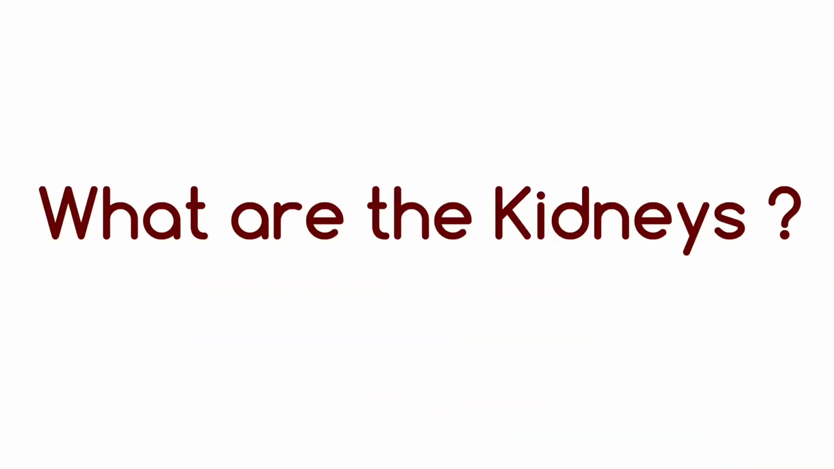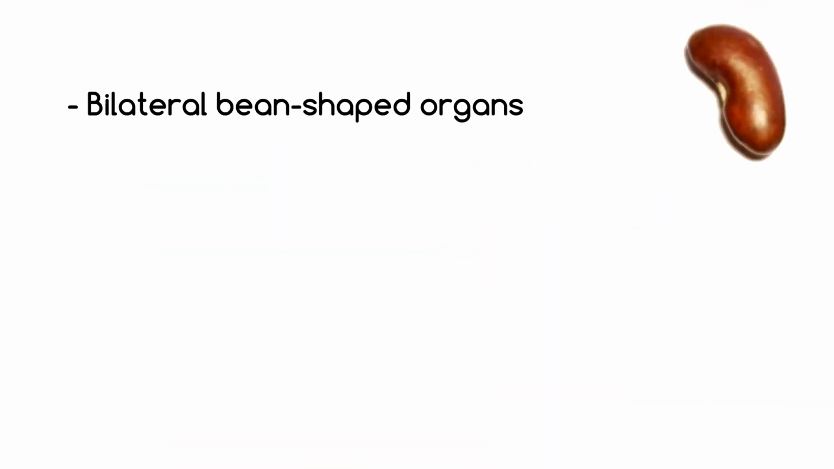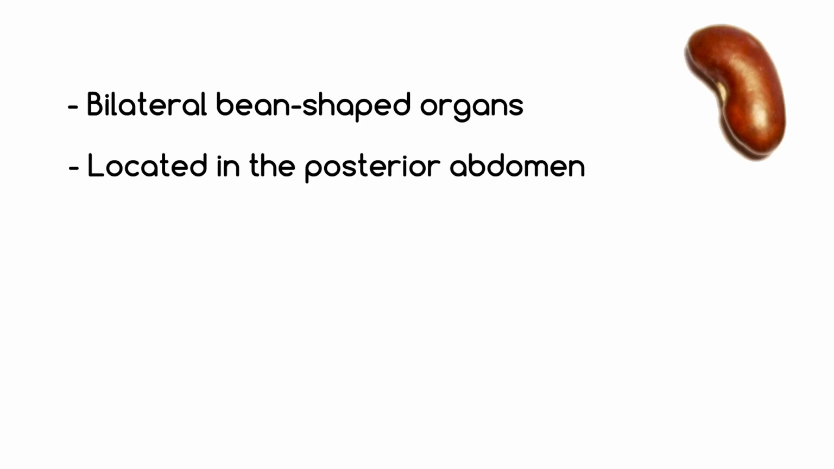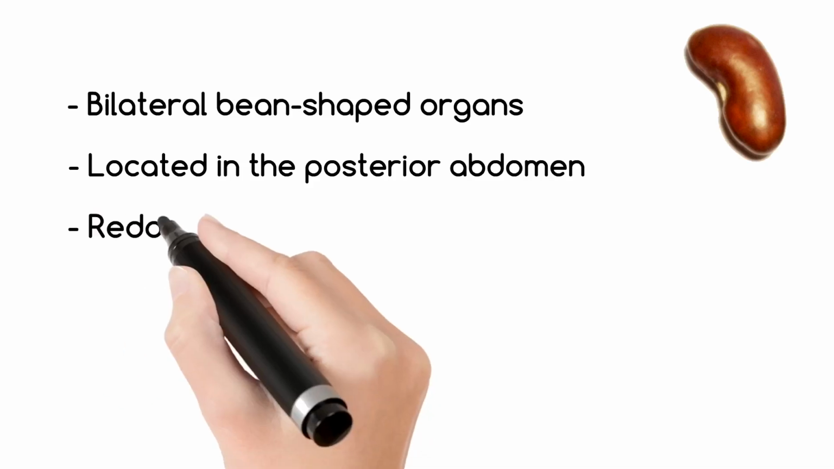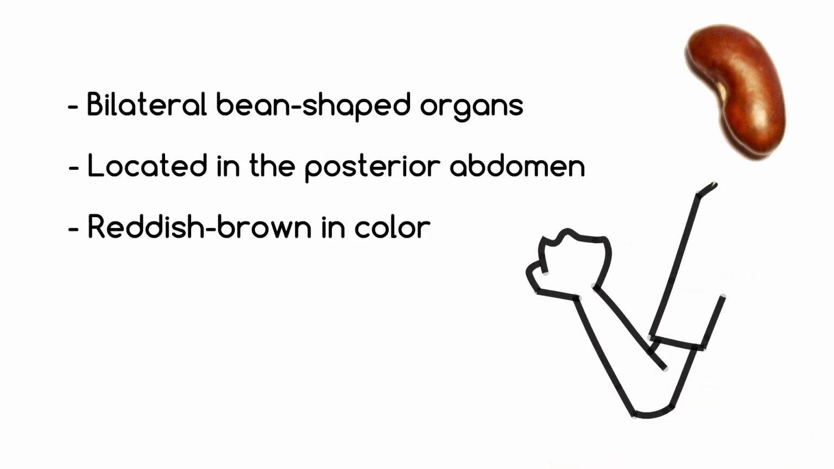So what are the kidneys? They're bilateral bean-shaped organs located in the posterior part of the abdomen. And by bilateral, I mean that they lie on either side of the vertebral column. The kidneys can be described as reddish-brown in color, each being the size of a clenched fist.